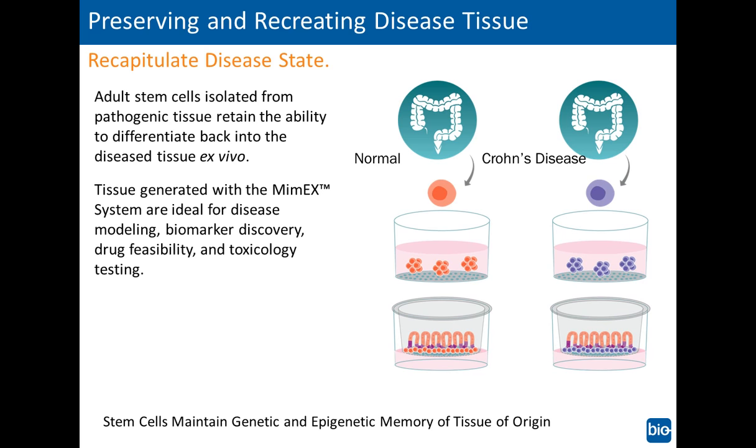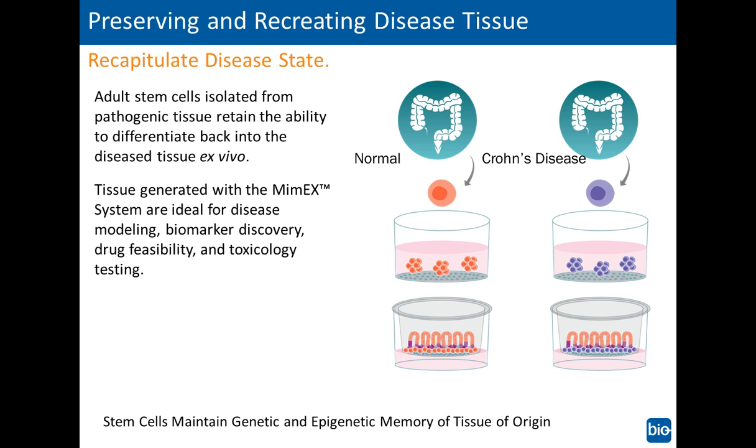And another benefit of this memory of the stem cells is that you can recapitulate disease. So if you have a genetic or epigenetic mechanism underlying a disease, or a disease which changes the stem cells, you can recapitulate this ex vivo using our system. So for example, in Crohn's disease and in other cases. So this makes it ideal for disease modeling or biomarker discovery, drug feasibility, and toxicology.